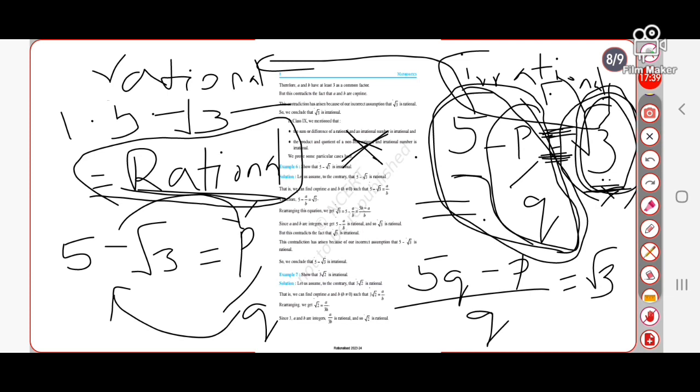We need to conclude that this contradiction has arisen because of our wrong assumption. So we conclude that this 5 minus root 3 is irrational. That's the conclusion to be given for this problem. Yes, so we conclude 5 minus root 3 is irrational.